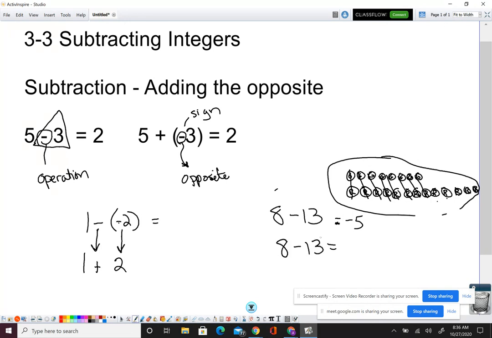Or with 8 minus 13, we can look at the number line. Start at 0, we go positive 8. And then from there, we go back 13. So we've gone 8 here, so we have to go 5 more to get back for the negative 13. So that's another way of representing it. But what I want you to get used to is the fact that subtraction is the same as adding the opposite. So 8 plus negative 13 is a negative 5.